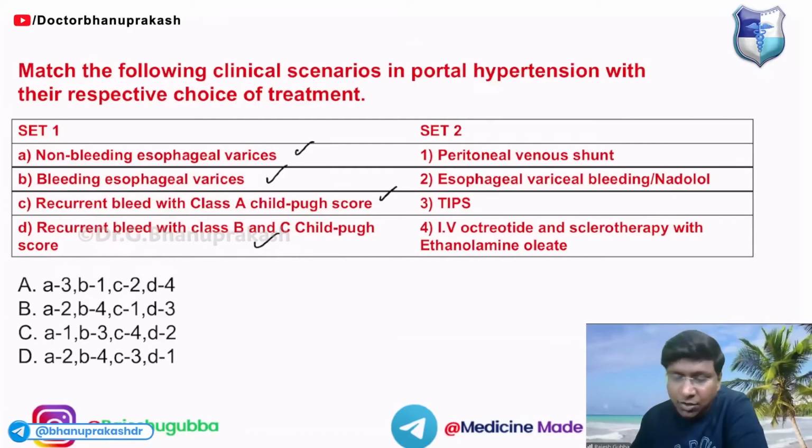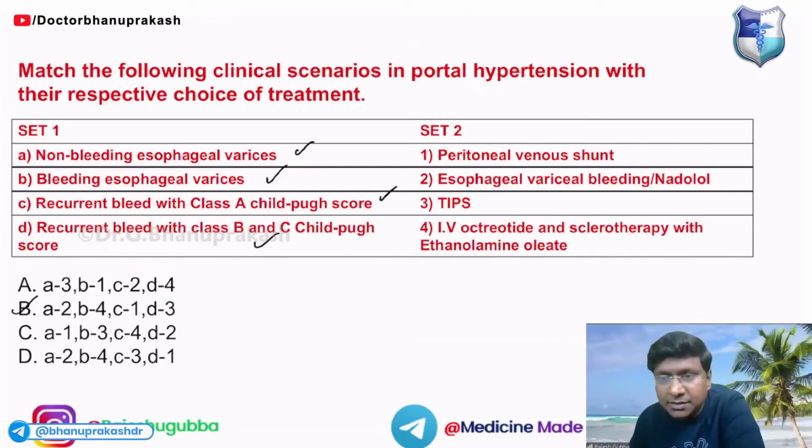Okay, so I'll directly tell you the answer. The answer is B. In patients with non-bleeding esophageal varices, you give beta blockers, either propranolol or nadolol. Whereas in bleeding esophageal varices, you will be giving drugs like either terlipressin or IV octreotide.